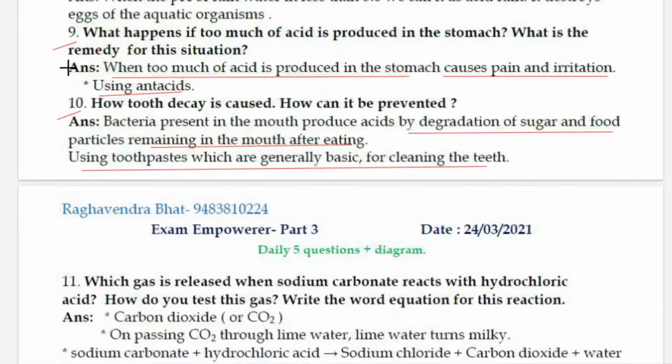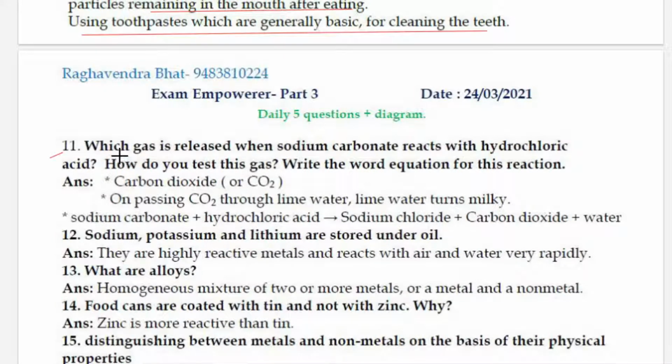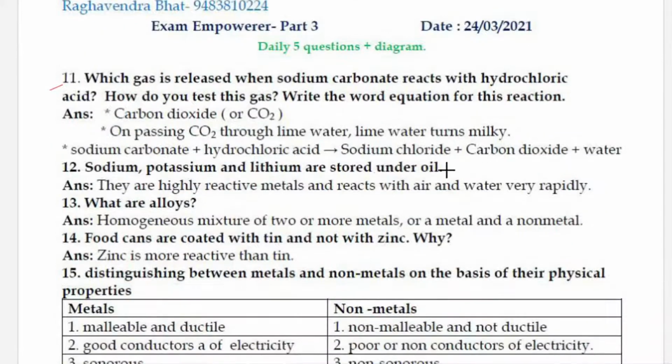Next question. Which gas is released when sodium carbonate reacts with hydrochloric acid? How do you test this gas? Write the word equation for this reaction. When sodium carbonate reacts with hydrochloric acid, carbon dioxide gas is released. On passing carbon dioxide through lime water, it turns milky. We can see the word equation here. Sodium carbonate plus hydrochloric acid gives sodium chloride plus carbon dioxide plus water.